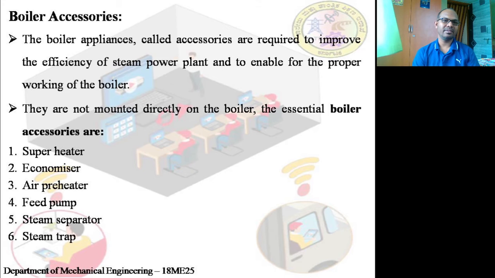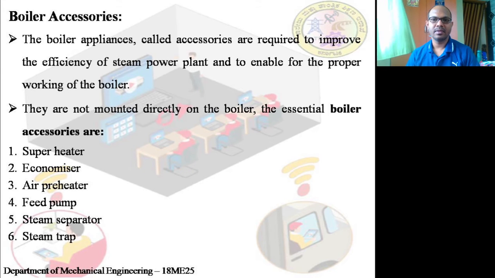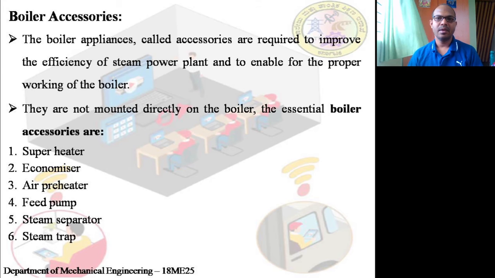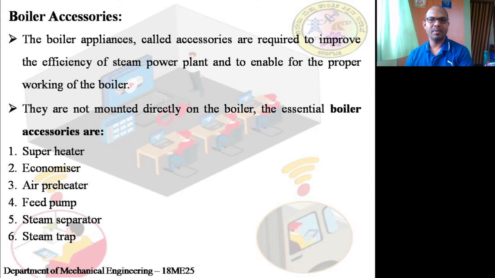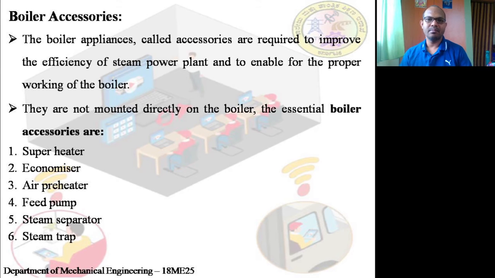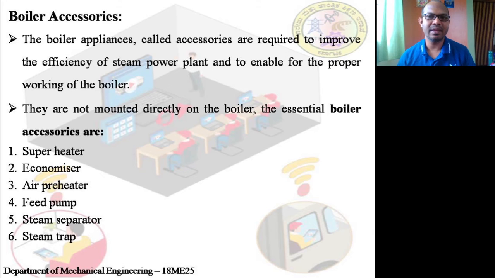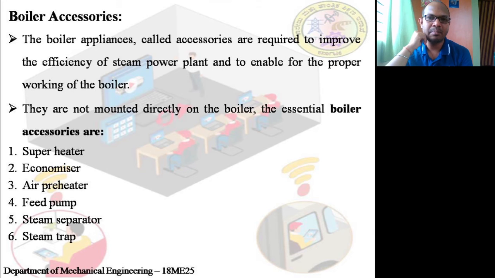Now these boiler accessories, the boiler appliances called accessories, are required to improve the efficiency of the steam power plant and to enable the proper working of the boiler. Is it clear? This is how we can keep the steam power plant in proper working condition. It is only by using boiler accessories.